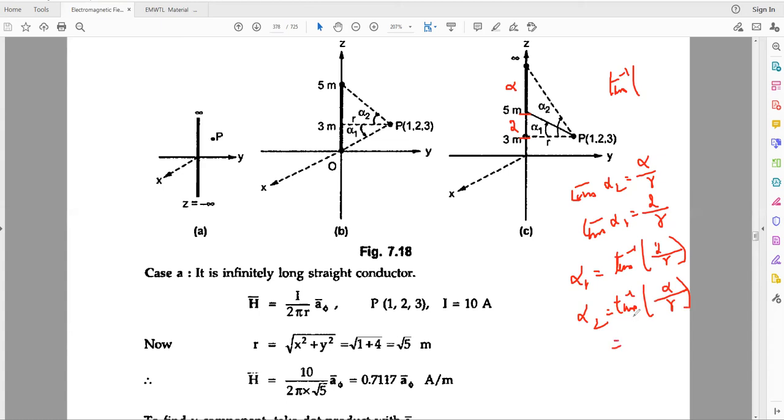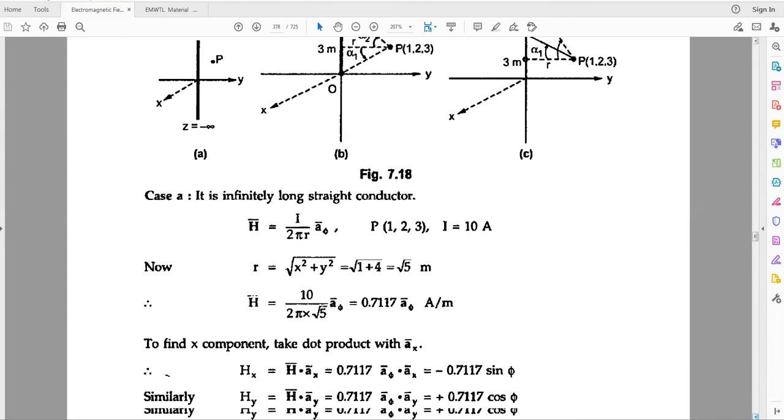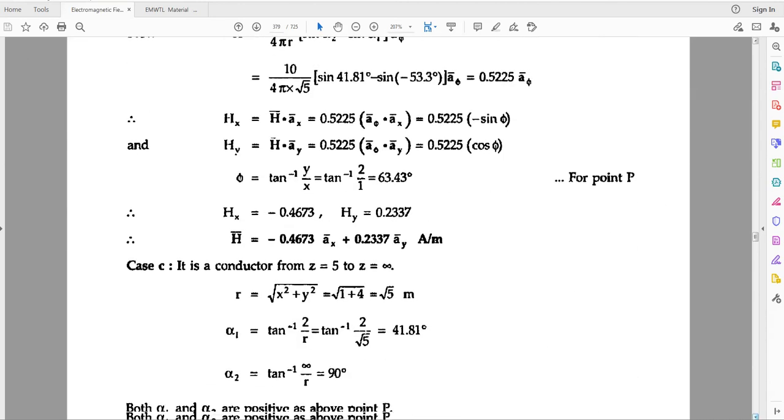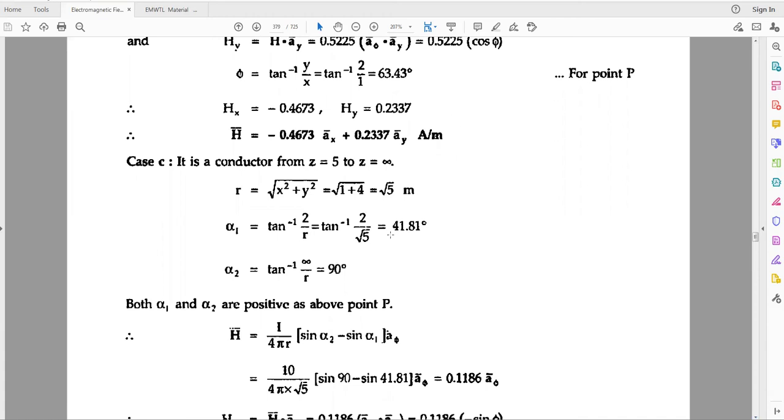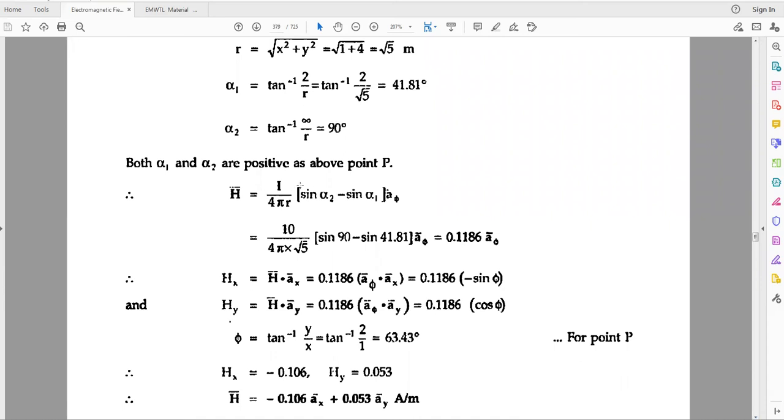So what is infinite by R? Tan inverse infinite means pi by 2, and it is 2 by root 5. You can find the value of alpha. Alpha 2 is 90 degrees, and tan inverse 2 by root 5 gives alpha 1 as 41.81 degrees. Substitute that in the H bar as sin alpha 2 minus sin alpha 1 by 4 pi R: sin 90 minus sin 41.81 degrees. You'll get 0.118635.